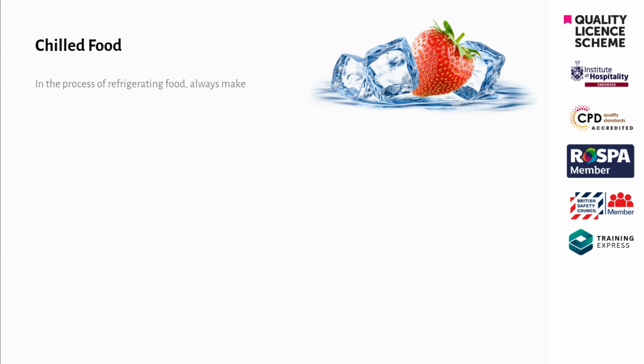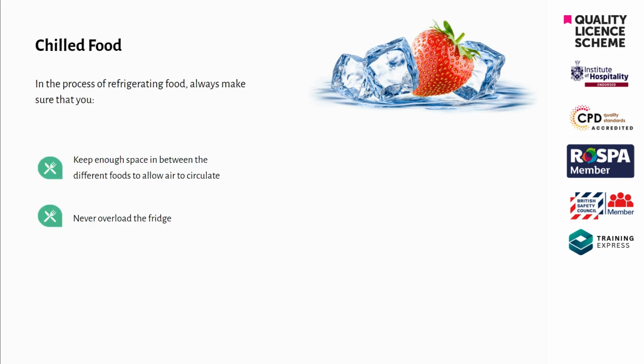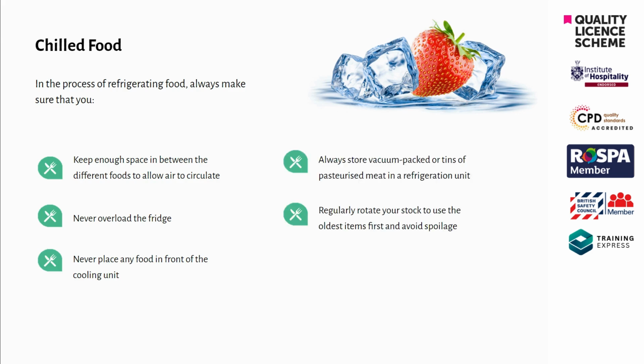In the process of refrigerating food, always make sure that you keep enough space in between the different foods to allow air to circulate. Never overload the fridge. Never place any food in front of the cooling unit. Always store vacuum-packed or tins of pasteurized meat in a refrigeration unit. Regularly rotate your stock to use the oldest items first and avoid spoilage.